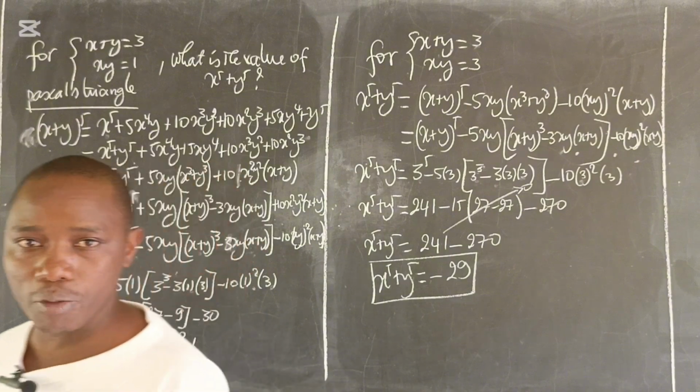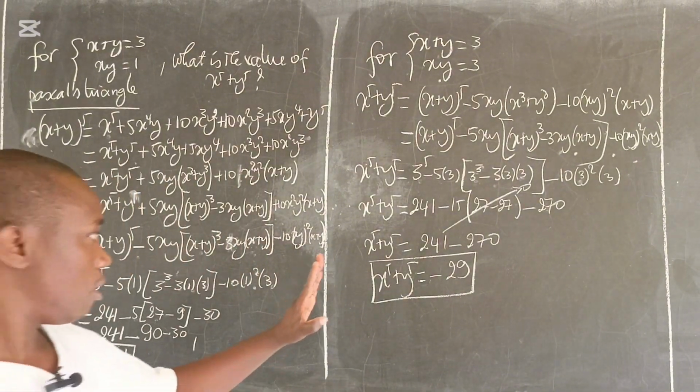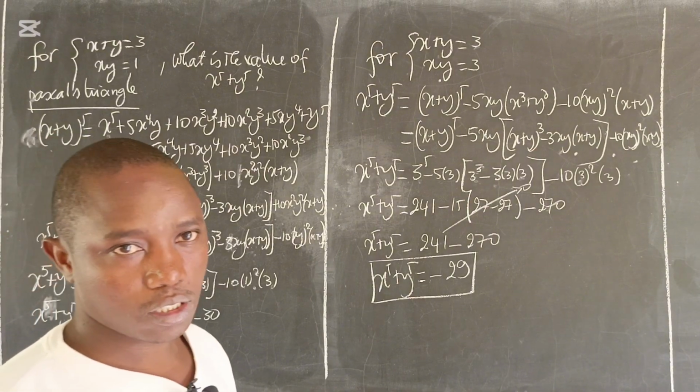Our x power 5 plus y power 5 has two values.